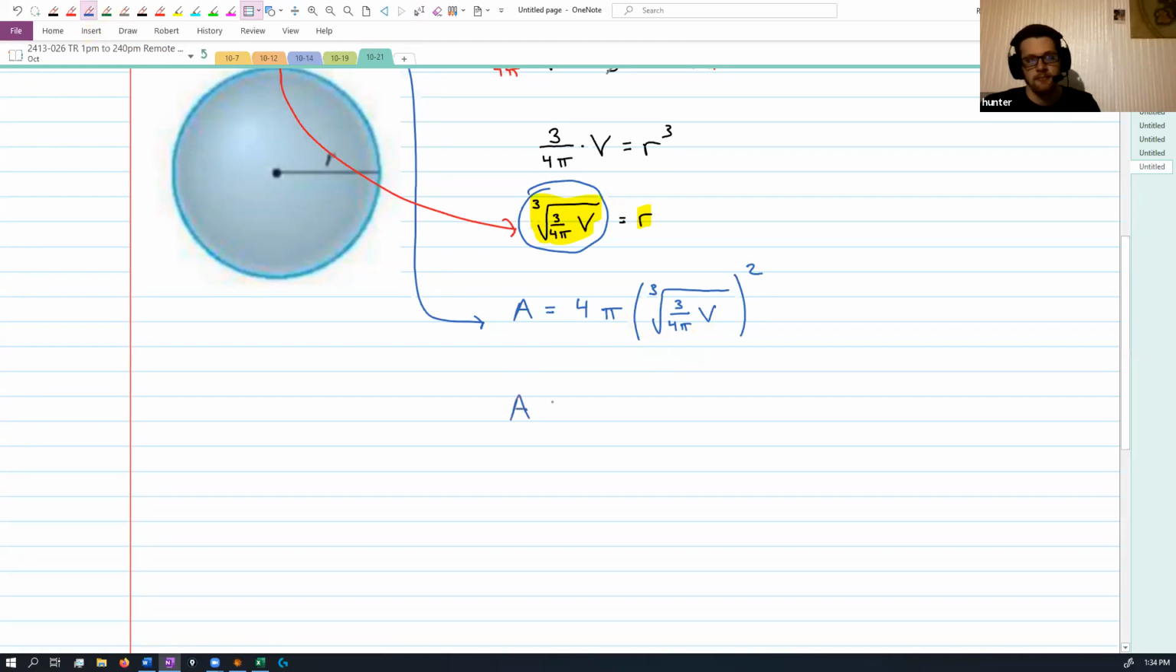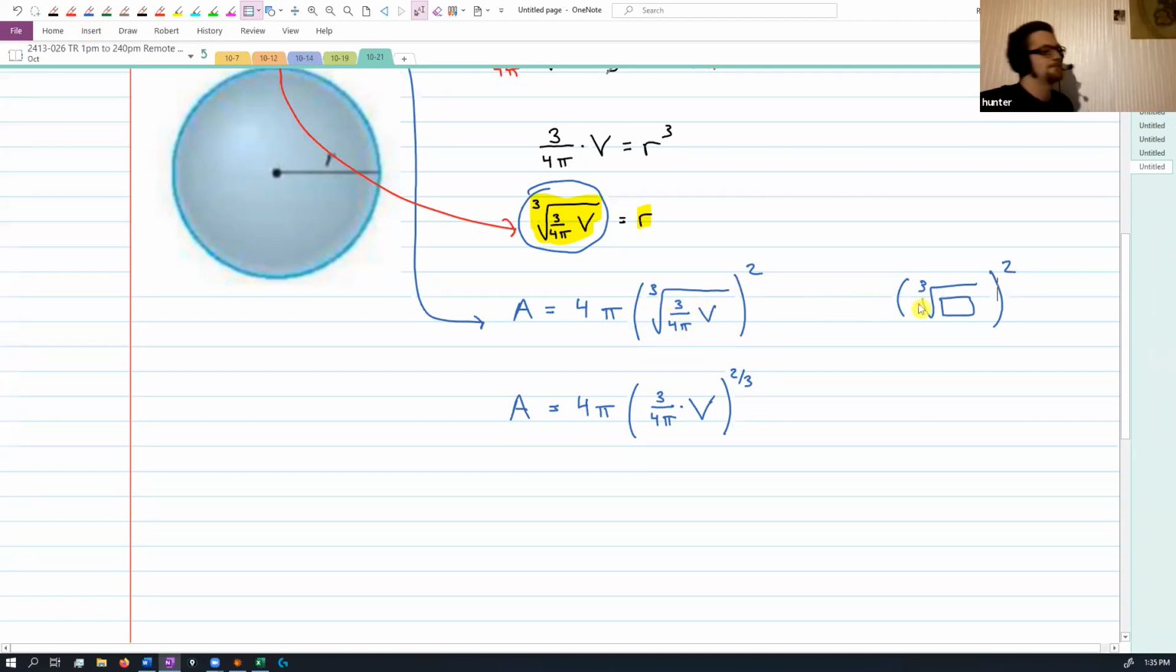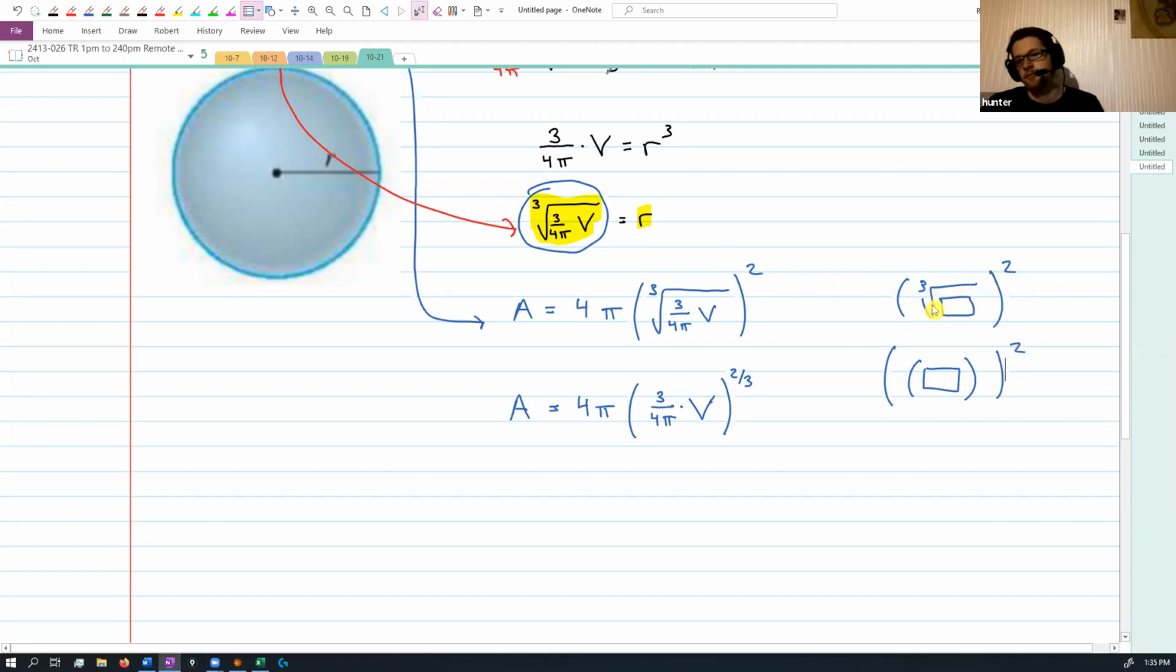I'm going to rewrite it slightly. Just tell me if you disagree or not. I'm going to write this as 3/4 pi V times V raised to the 2/3. Now think of what I'm doing here. We had the cube root of something, right? And then we were squaring it. When you take the cube root of something and square it, that's the same as taking that something and raising it to what power before you square it here? What's 2/3? The cube root can be rewritten as what power? The power of 1/3.